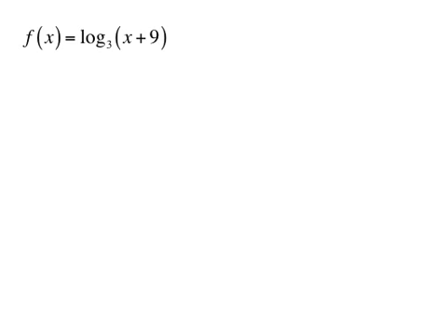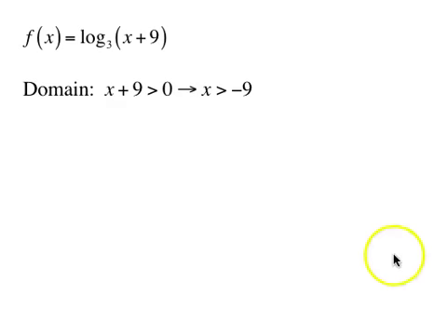Next we have f of x is log base 3 of x plus 9. What can we say about this? Well, the domain, remember, you can only take a log of a positive number. So the argument x plus 9 has to be greater than 0. So if that's the case, x is greater than -9. The domain of this function will be those values of x that are greater than -9.